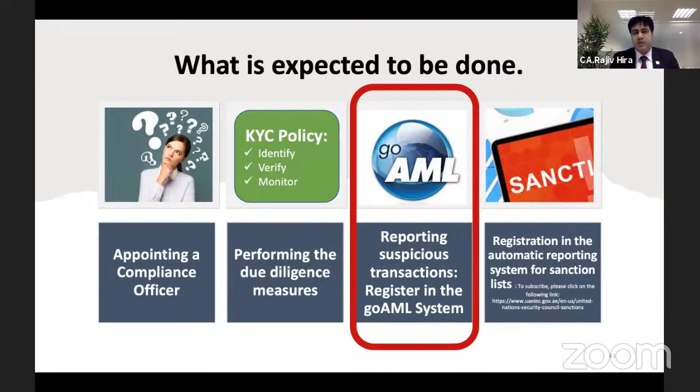If you are suspicious of any transaction, you're not certain, you're only suspicious. The word used is suspicion. You're not saying that unless you are certain, you don't report. No, if you are suspicious, you have to report the transaction. If you are certain, anyway, you have to report the transaction. But the system is the same, the GoML system, and the reporting is done.